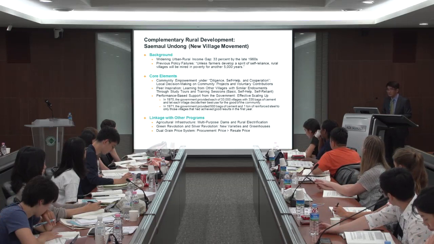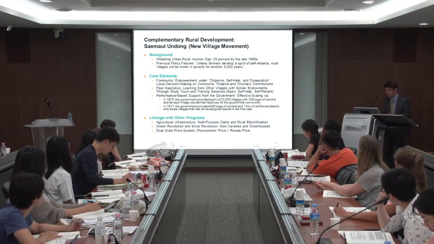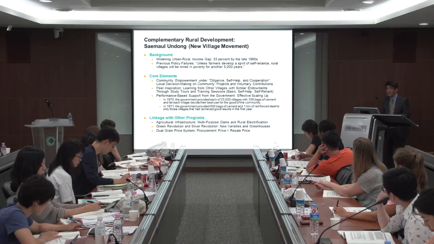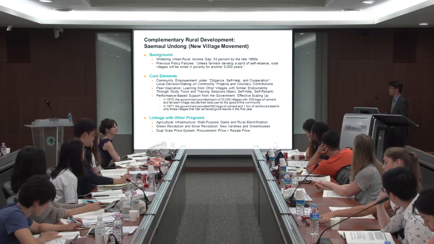And next year, in 1971, the government provided more cement and things like reinforced steel only to those villages that had achieved good results in the first year. So the ones that had not done anything in 1970 did not receive additional support. And on things like rural electrification, providing electricity to rural villages, the best performing villages were favored. So you reward good performance rather than give handouts to poorly performing villages. That was the basic idea.